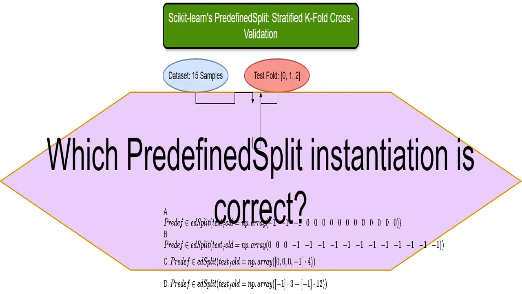Now, the core problem is selecting the correct way to tell scikit-learn's PredefinedSplit function how to split my data into training and testing sets, based on my previously defined sets. Each option presents a different way to encode this information.